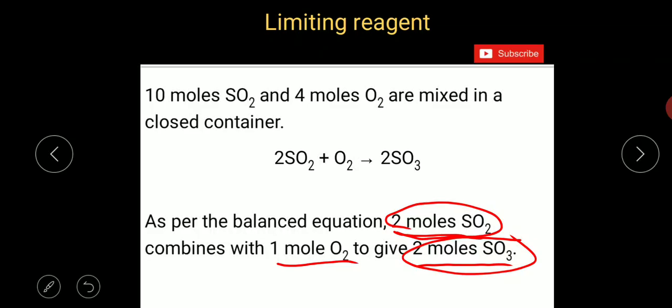Right? In the same way, the relation between the number of moles of oxygen and the number of moles of SO3 is that the number of moles of SO3 formed will be double the number of moles of oxygen involved in the reaction. Right? So what are the number of moles of SO2 and oxygen that have been given? 10 moles of SO2, 4 moles of O2.